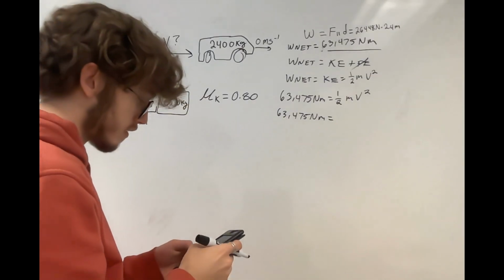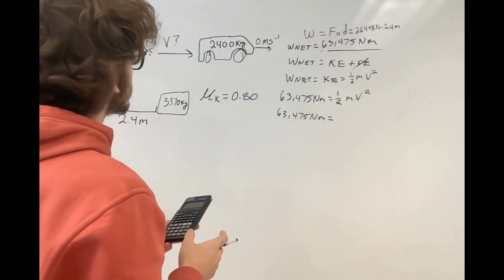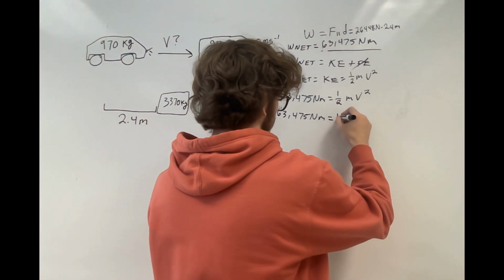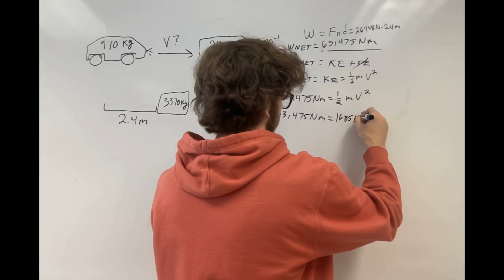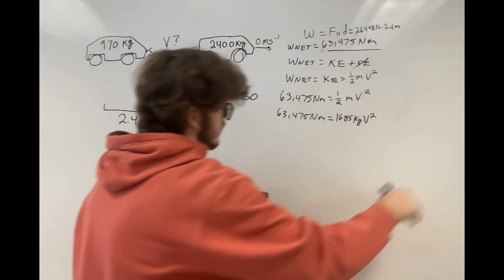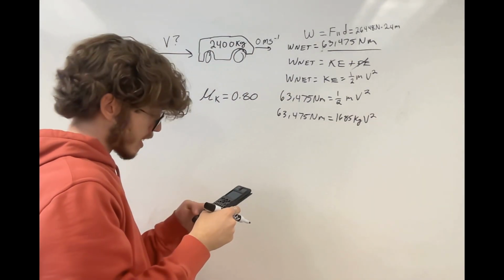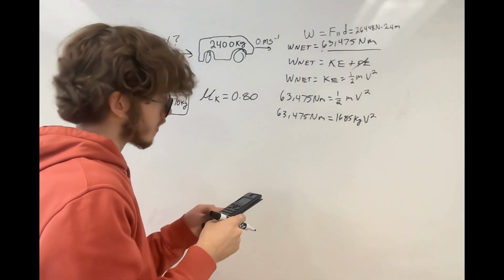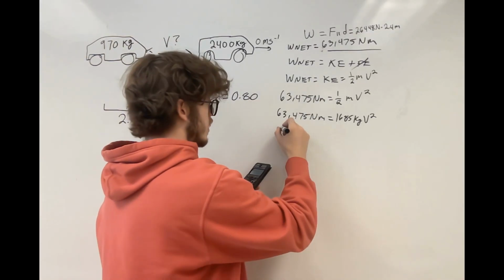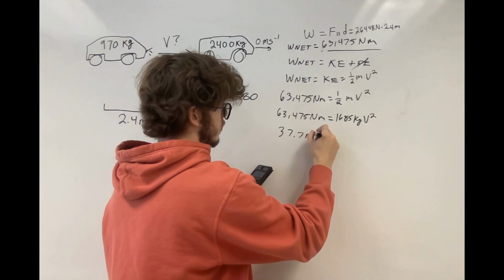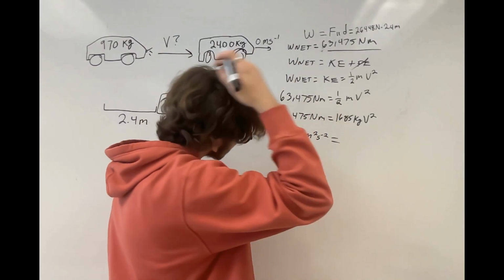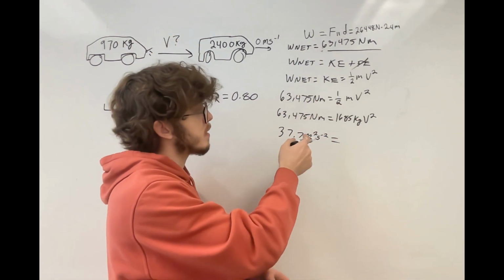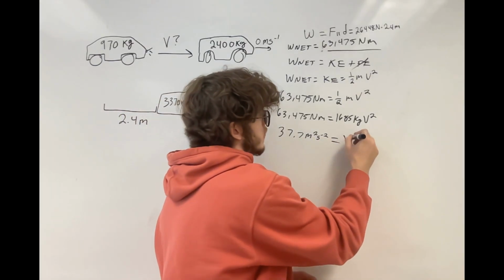So 1/2 of the mass is 1,685 kgs, times velocity squared. Okay, let's divide by our kilograms, 63,475 divided by 1685. We're going to have 37.7 meters squared per second squared, right? Because a Newton meter would be a kilogram meter squared per second squared. So when we cancel out the kilograms, we're left with those units, equals velocity squared.